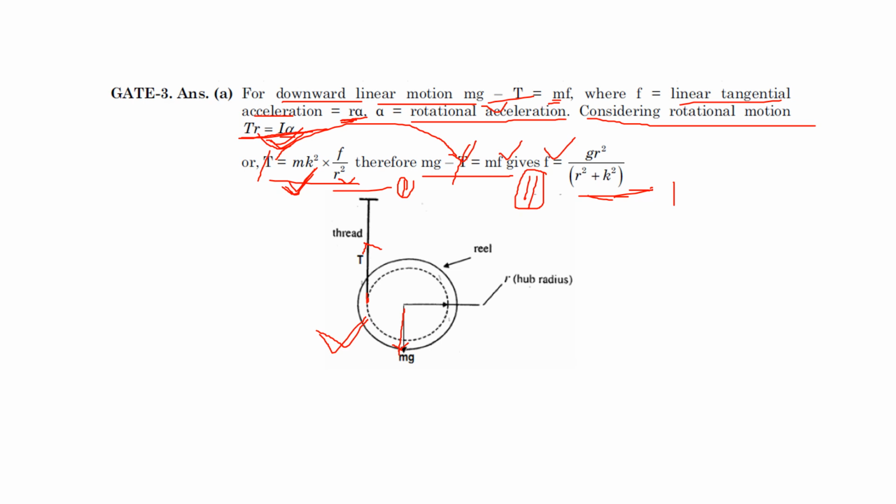It may look complicated, but it's a very simple question. First we have to use Newton's second law: mg minus T is equal to m f, and linear acceleration f is r alpha, where alpha is the rotational acceleration. Another equation for the rotation is T r is equal to I alpha. From here we get T, and put it in the first equation to get f. In the next question they are asking for T, so once you get f, you put it in and you will get T.